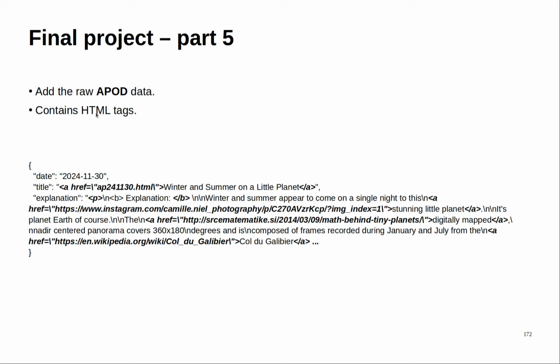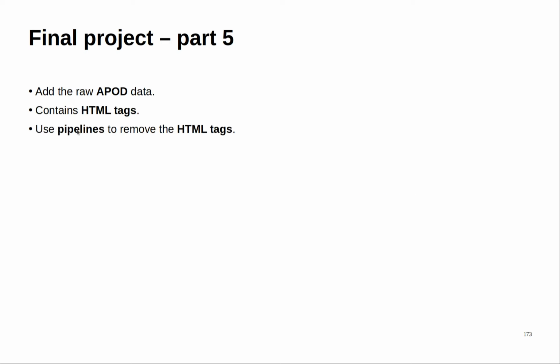It contains HTML tags. Like in this example, you can see that in the title we have this A tag, and also in the explanation field we have more tags like the P tag or the B tag. This is how the APOD data was before, but in the previous videos I used the clean version. This time I wanted to keep this one just to show you how to use the pipeline. In this video we will use pipelines to remove HTML tags.